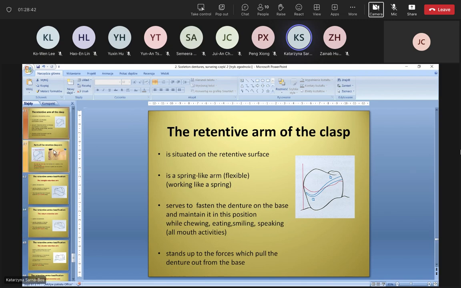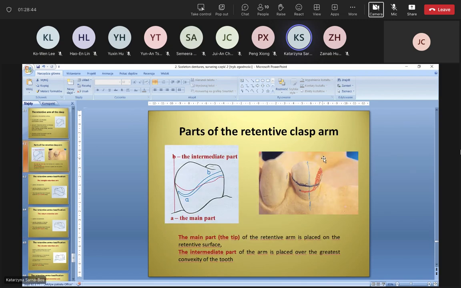And the parts of the retentive clasp arm, we've got two parts: the main part and the intermediate part. The main part, the tip of the retentive arm, is placed on the retentive surface, so below the cervical line. And the intermediate part of the retentive clasp arm is placed over the greatest convexity of the tooth, so it is placed above the cervical line. And it is a very important thing to design the proper clasp to provide the retention of the denture.